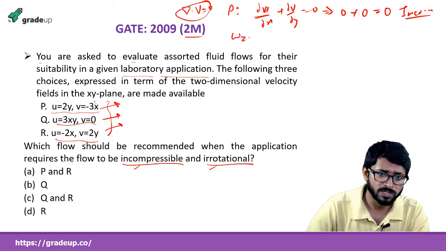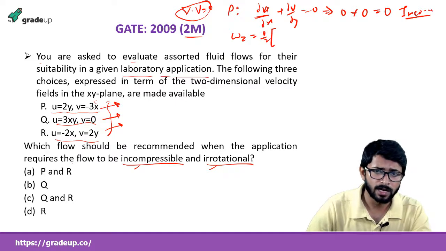So how to check rotationality? The rotation is given by the curl of velocity. If we have to find the rotation about the z axis, how can we write it?